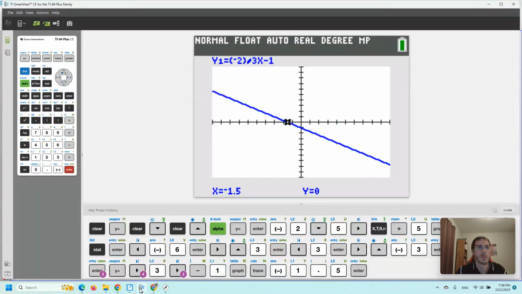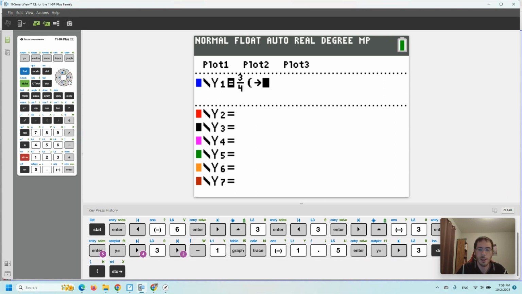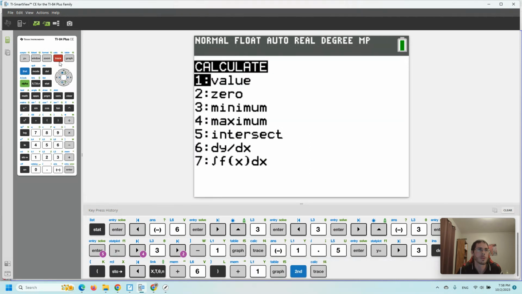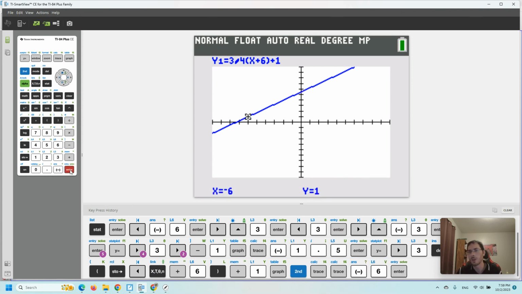And then if I check it out, hopefully I'll get the same graph. So let's double check. All right, so now we're going to change this to 3/4 parentheses x plus 6 plus 1. All right, and if I graph it, that looks pretty good. That looks like it's about where it should be. If I want to double check some points, first I'll just trace and hit -6. And that's at the same point, -6, comma 1. So that looks like it's pretty good.